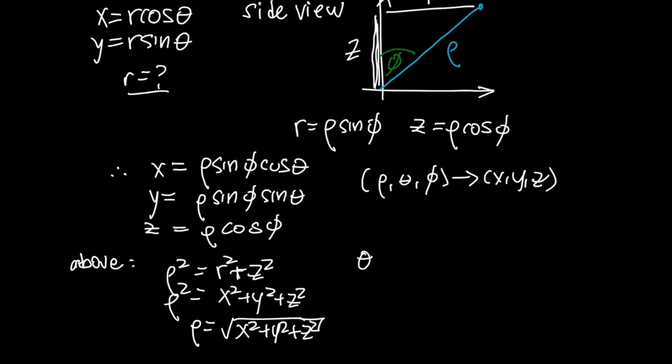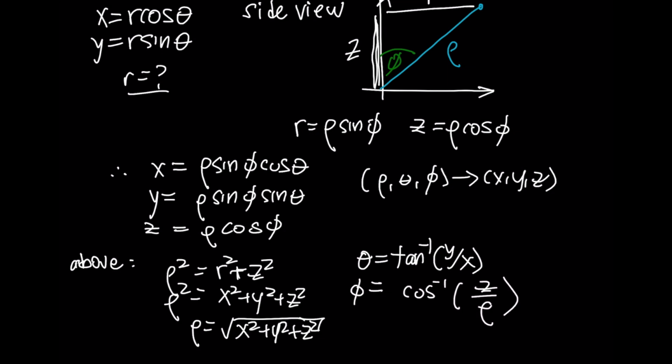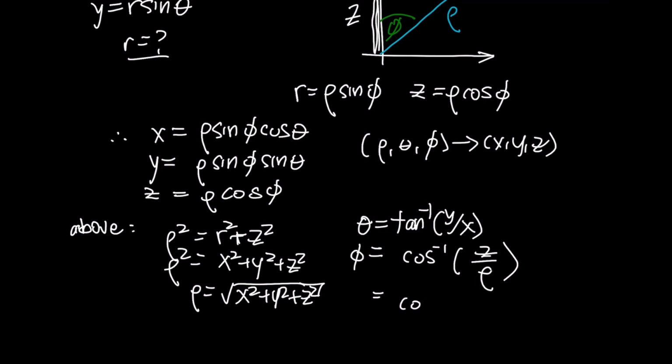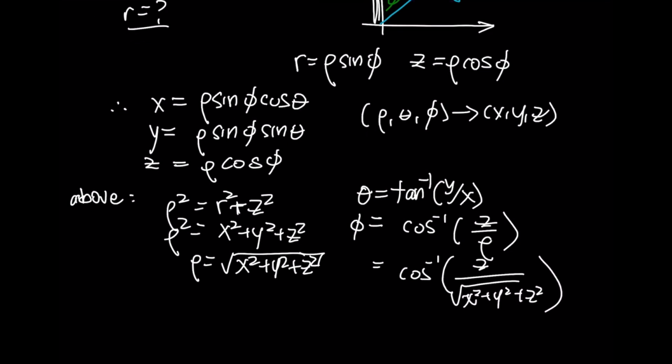From polar coordinates, we know that the theta value will simply be the inverse tangent of y over x, and phi will simply be the inverse cosine of z over rho. But now we know that rho is given by this square root, x squared plus y squared plus z squared. So these connections right here allow you to convert from x, y, and z into rho, theta, and phi.